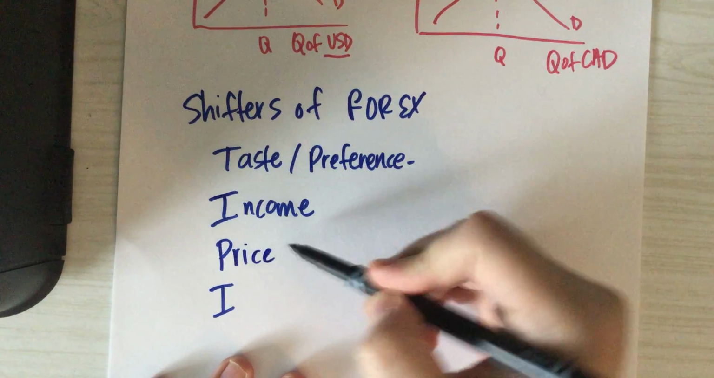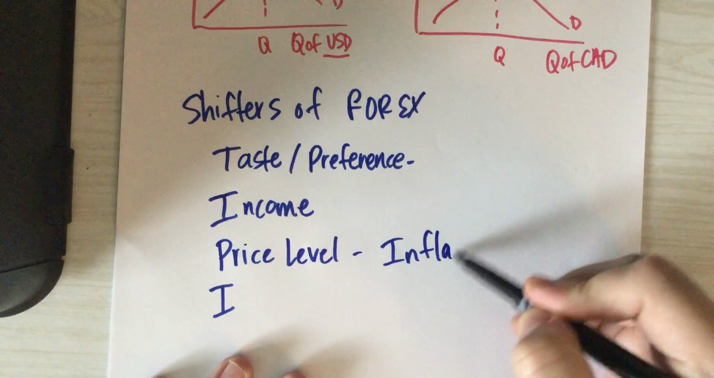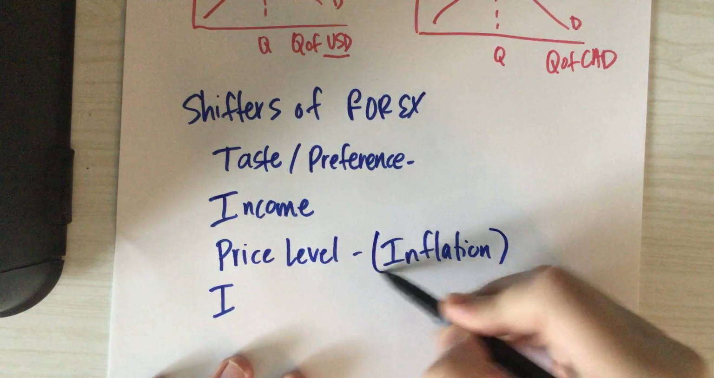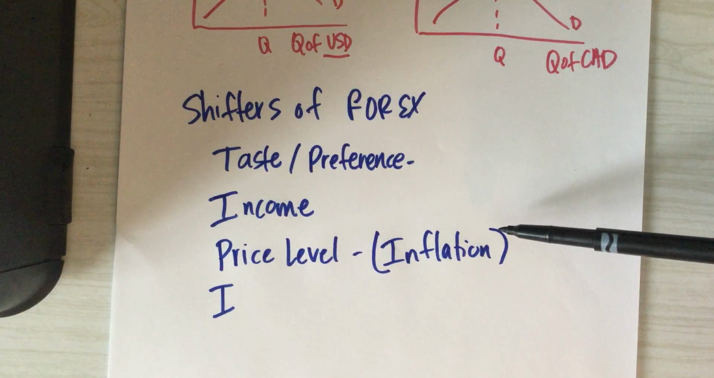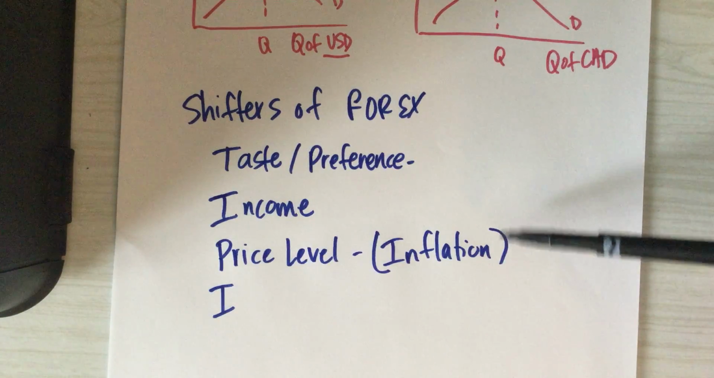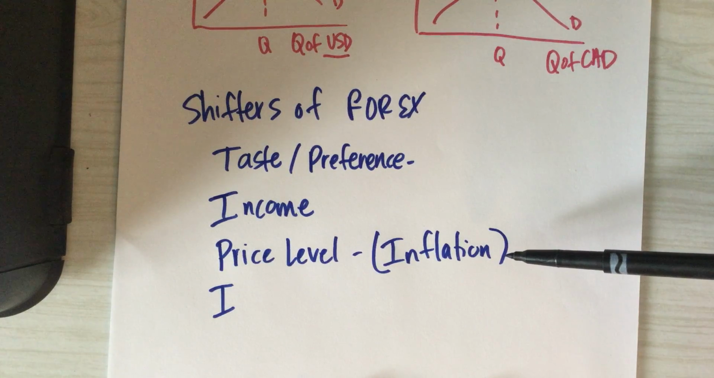Price level is the next one, and this is also inflation. Inflation is when the overall price level of an economy is increasing. And so you're not going to want to buy goods and services in a country where the price of those goods is going up, right? We're going to want to buy goods and services from a country in which the price level is lower, and we can buy more. So price level is also going to affect the amount of goods and services that we essentially demand from that country.